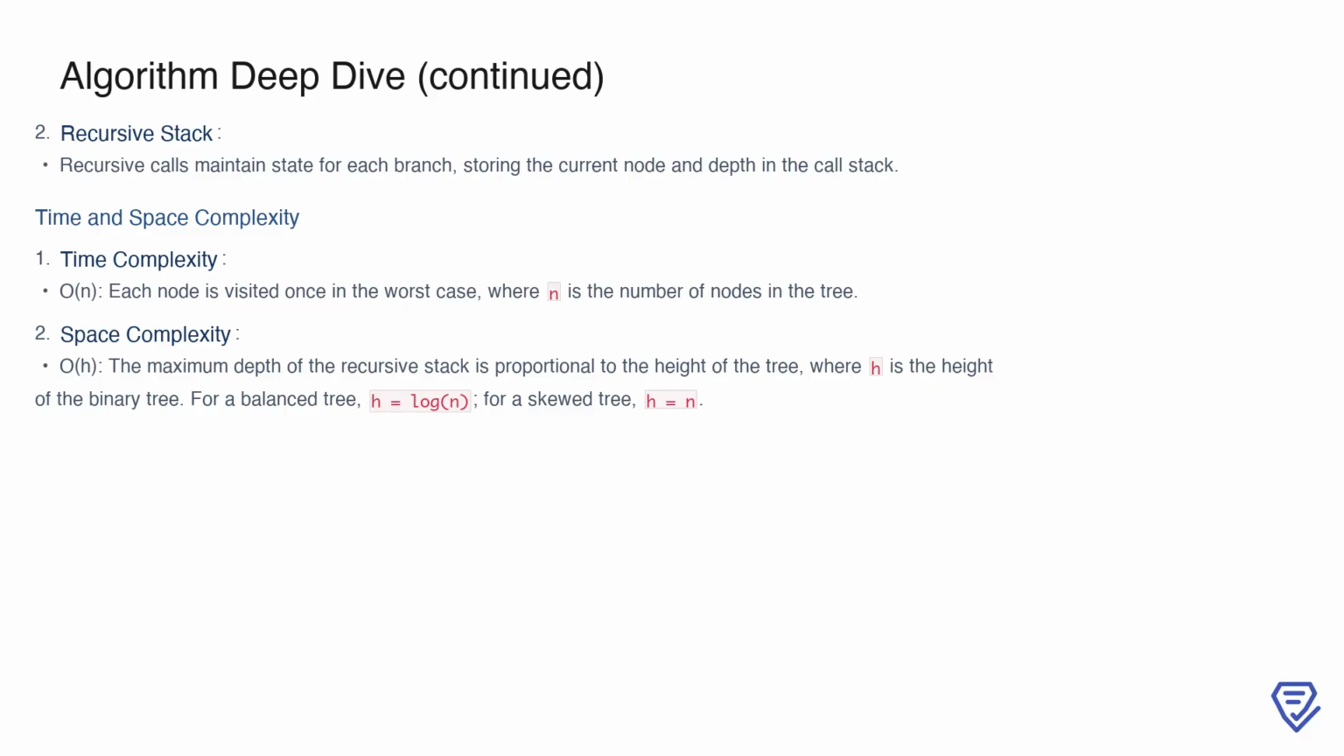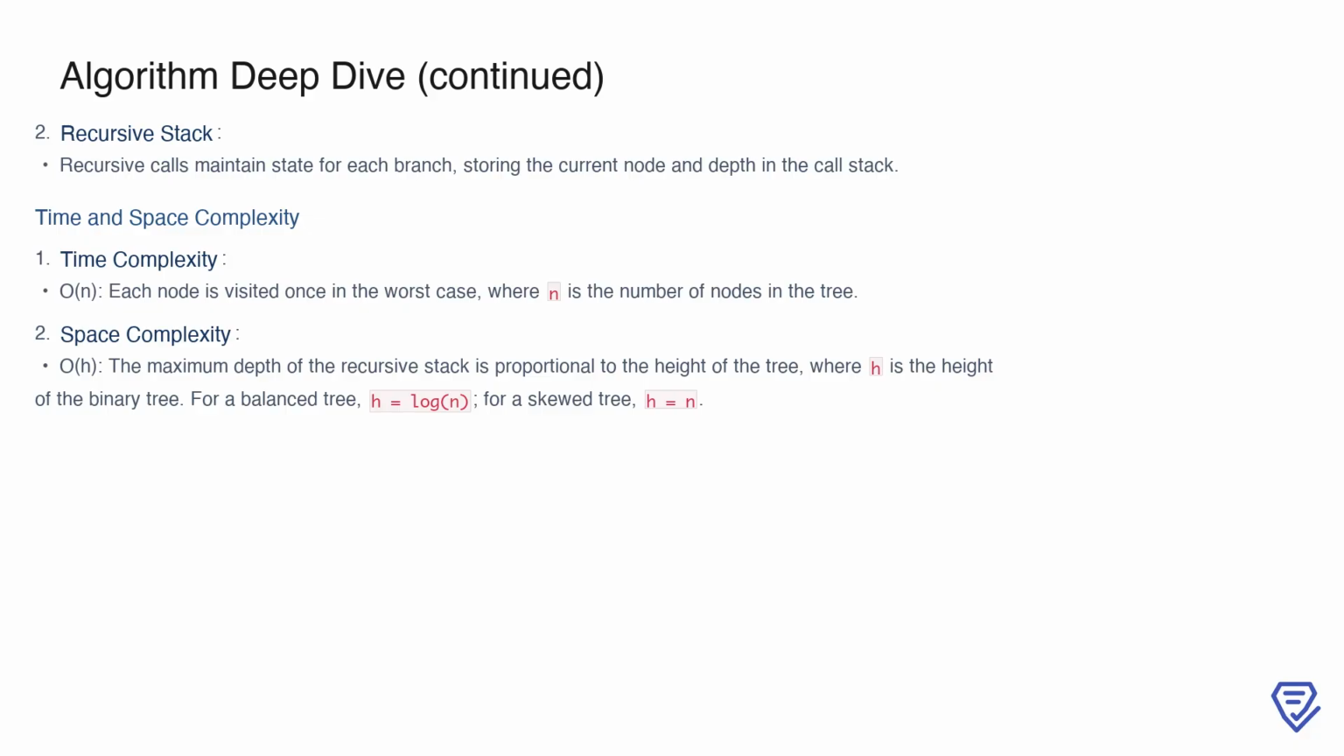In terms of complexity, the time complexity of this approach is O(n), where n represents the number of nodes in the tree. This is because each node is visited exactly once in the worst case. For space complexity, the maximum depth of the recursive stack is proportional to the height of the tree, denoted as h. For a balanced tree, this height is approximately log n, while for a skewed tree, it can reach n. This balance between time and space efficiency makes the DFS approach a robust solution for finding the minimum depth of a binary tree.